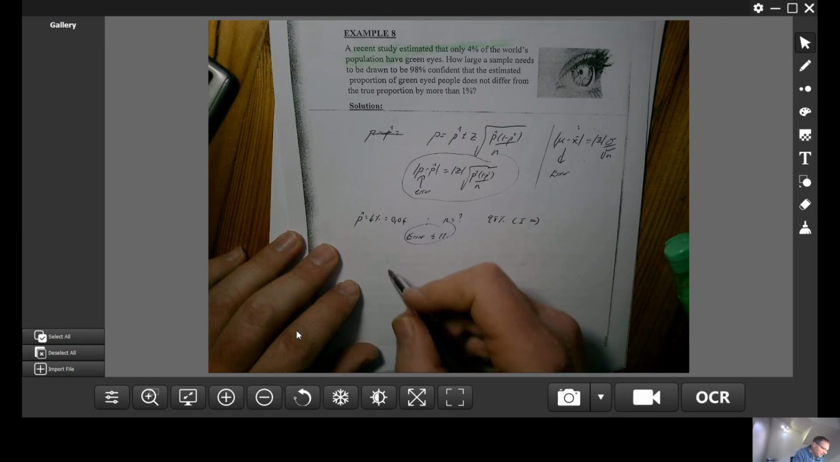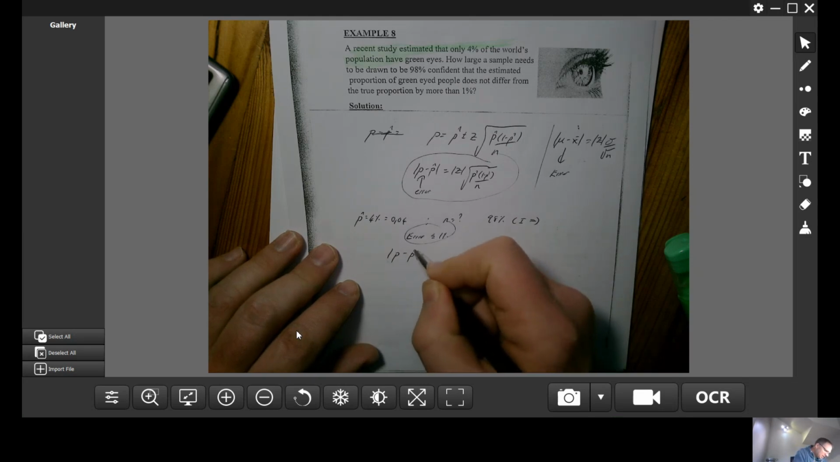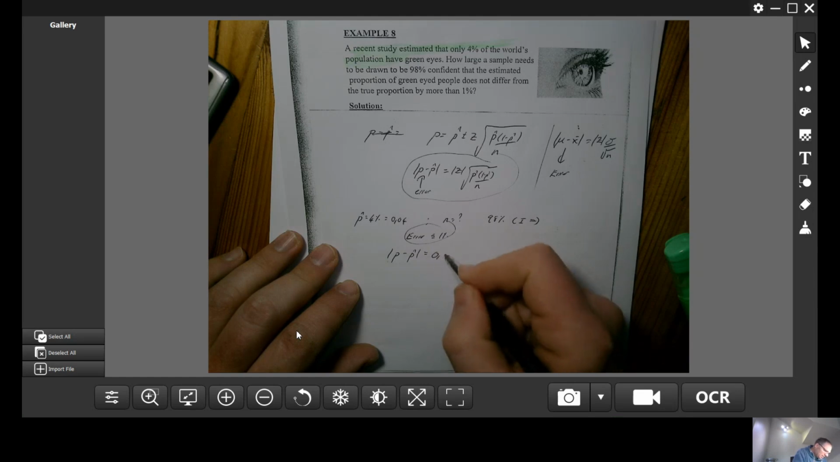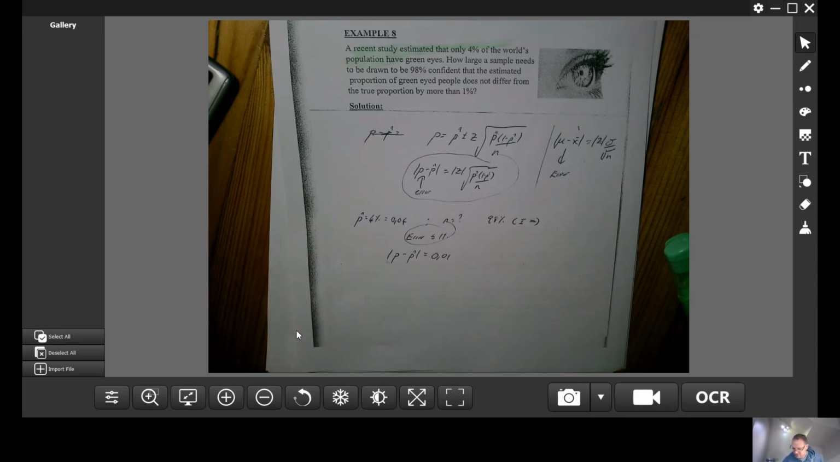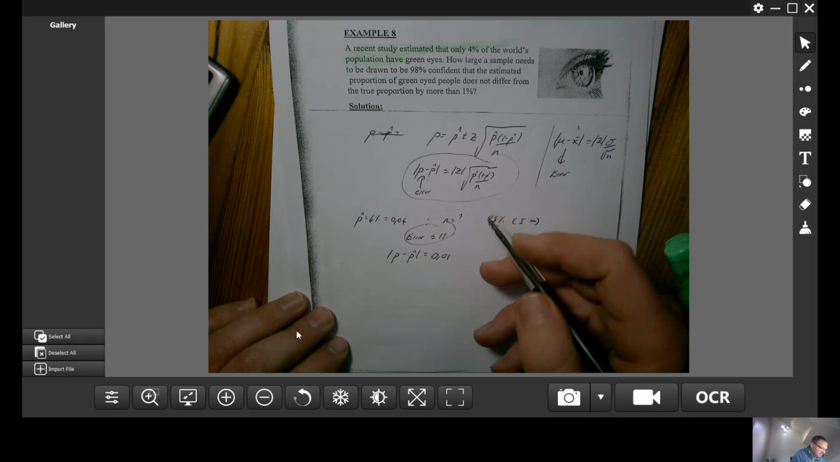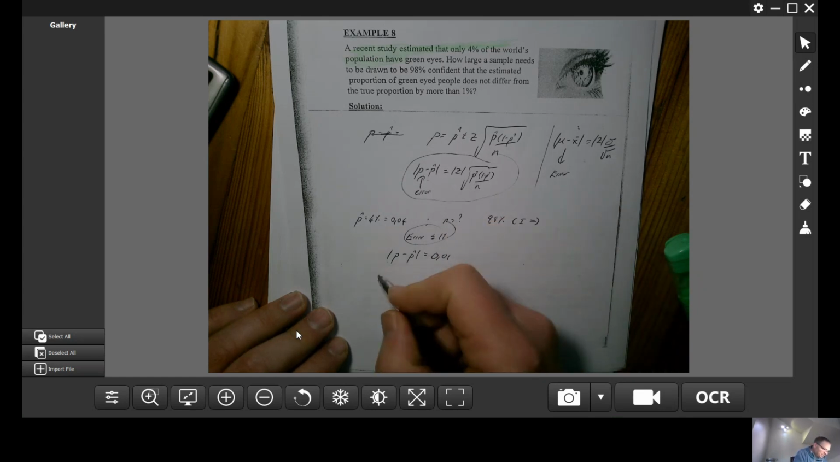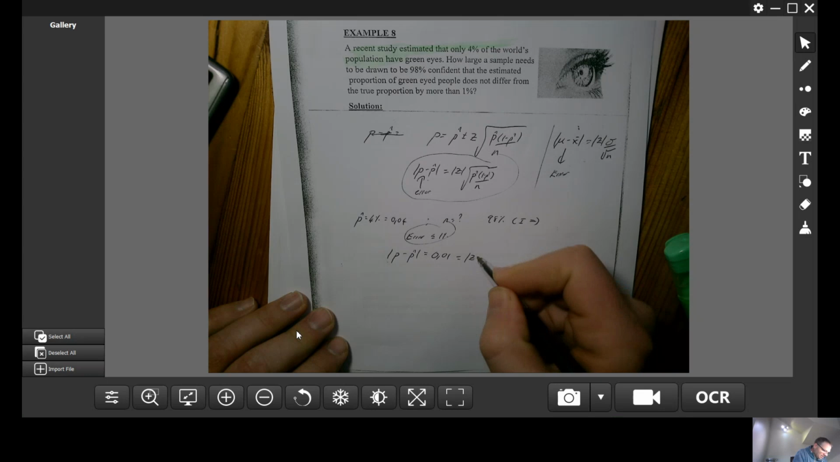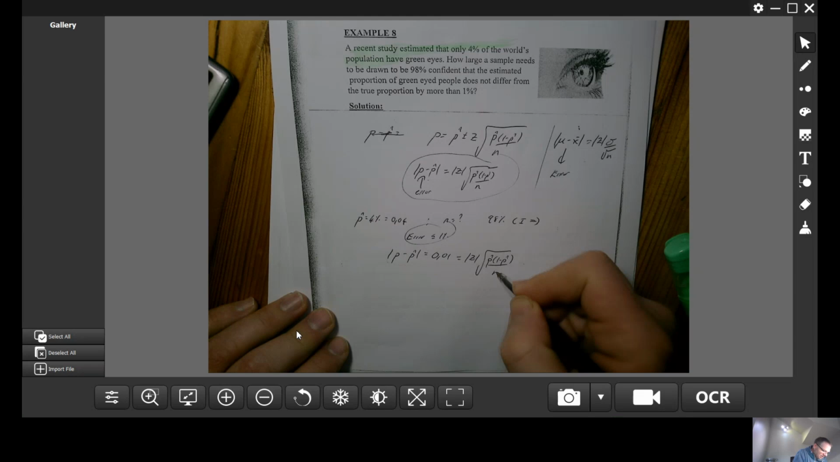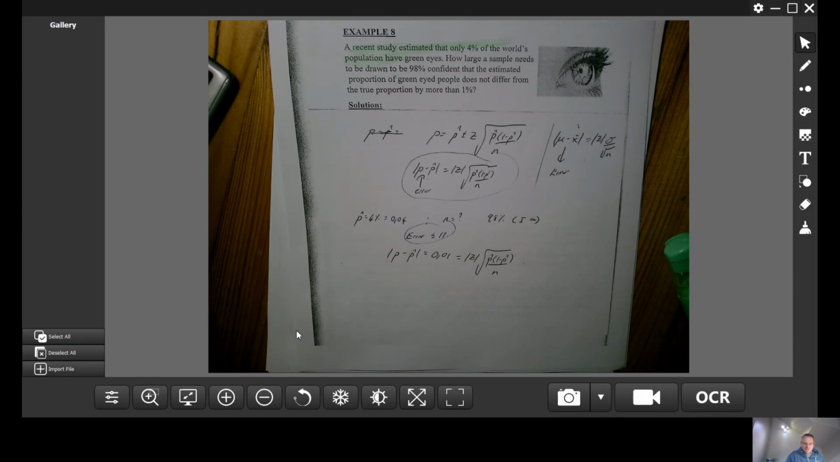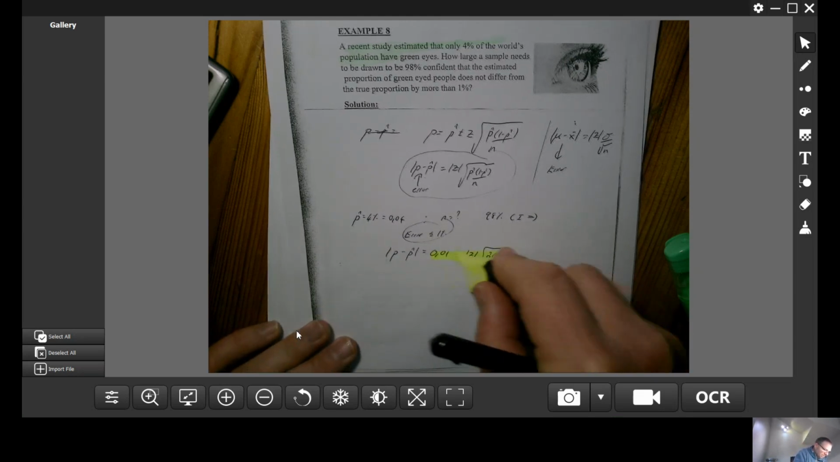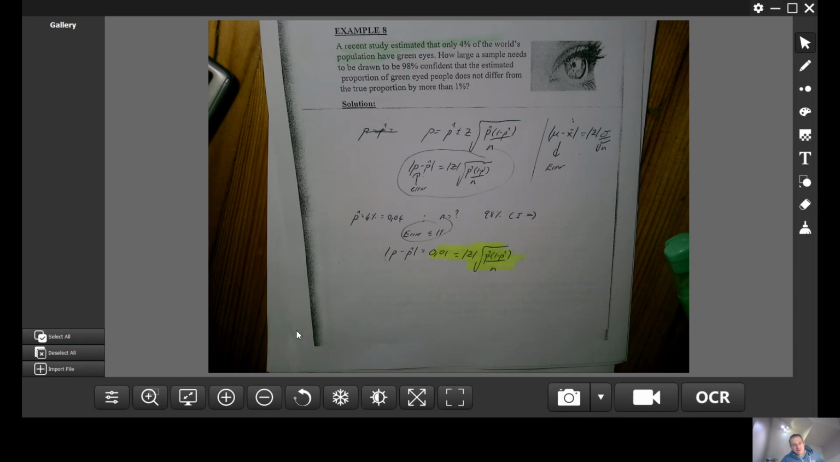So what is your error? Your error is p minus p hat. So if we look at your error being 1%, p minus p hat is equal to 0.01. That's going to be our starting point. Okay, so in other words, what is our error? P minus p hat is equal to z times the square root of p hat (1 minus p hat) over n. So that's what we're going to be using. Okay, 0.01 is equal to z. Okay, so that is your error.